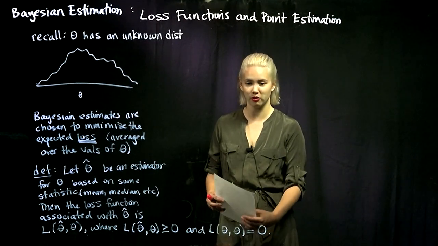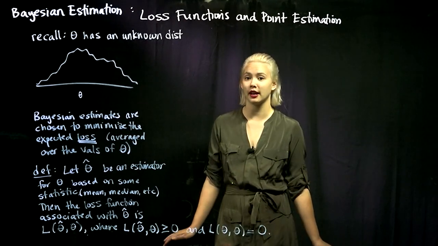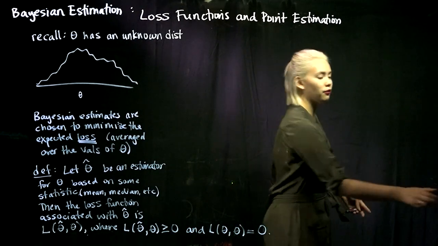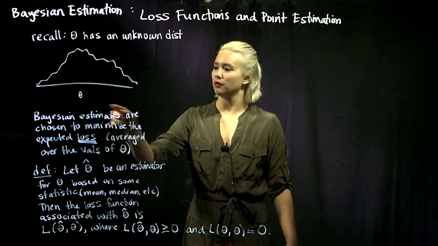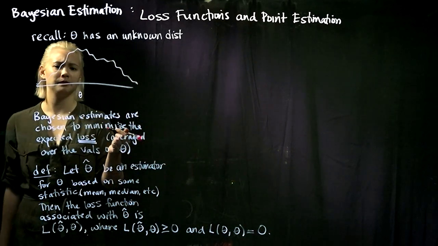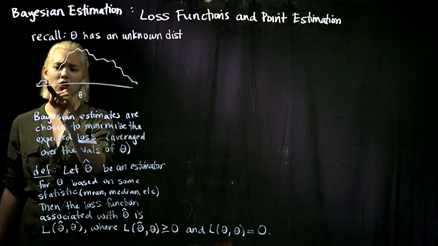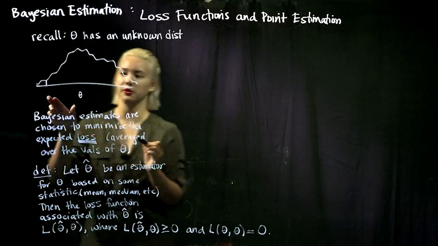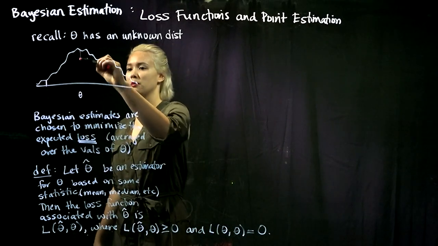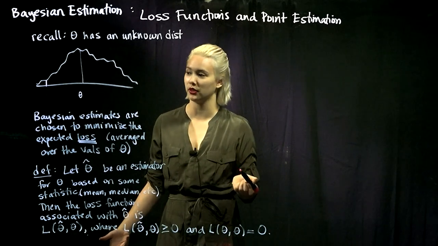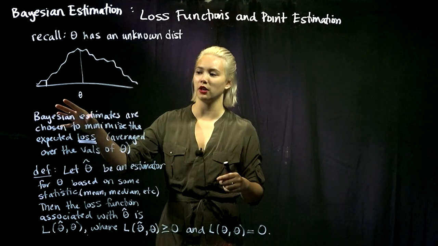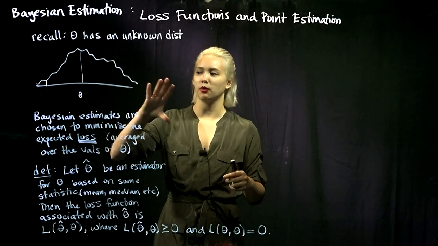So something to remember before we get started is that theta has an unknown distribution. It's a random variable, so it has a distribution. So if maybe this is its distribution, this is its PDF here, if we chose maybe a value like over here, most people would probably agree this is not a great estimate for theta. But maybe if we chose something that's more in the middle, then we would say that's a better estimate for theta.